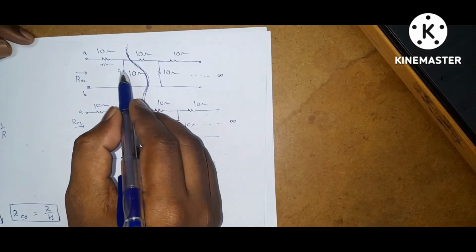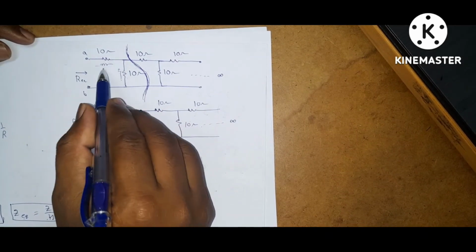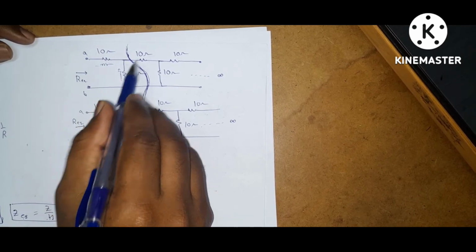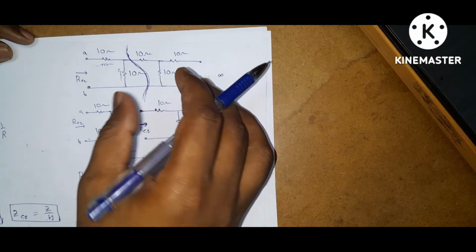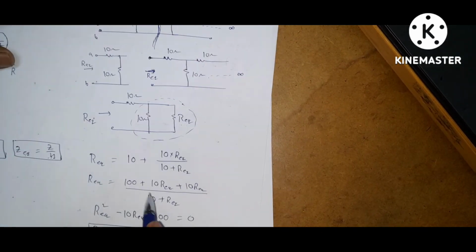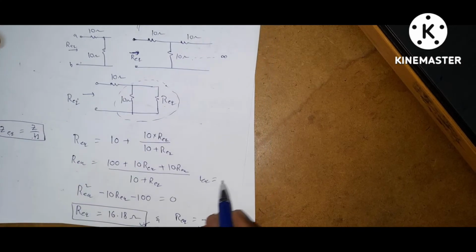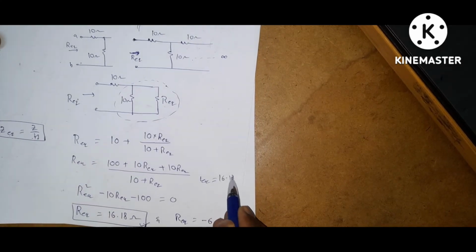Suppose in this problem all resistors are replaced with inductors of the same value, that means 10 Henry, 10 Henry, 10 Henry, 10 Henry. You can follow the same procedure. So here the answer is also L equivalent equal to 16.18 Henry.